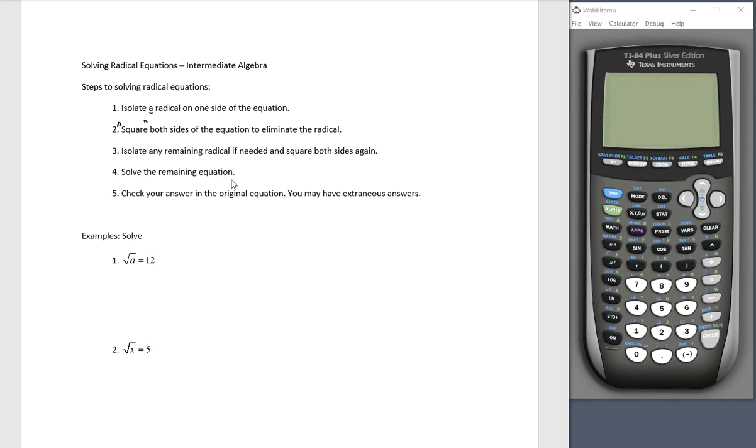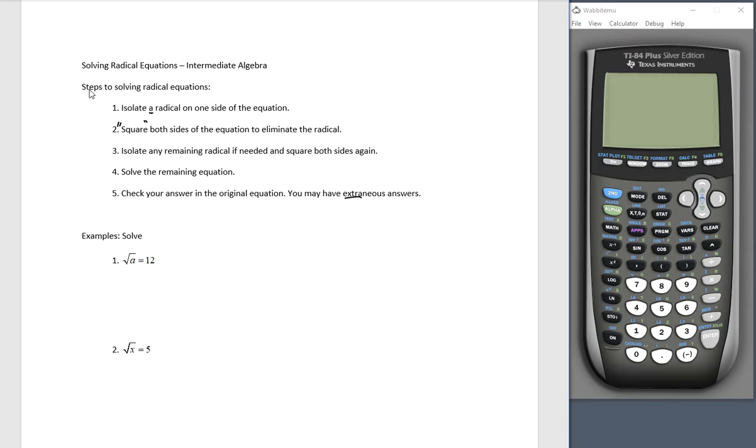Solve the remaining equation. When you no longer have square roots in it, solve it. Check your remaining answer in the original. You may have extraneous or extra answers, all right? Just like we did with rational equations, the process we use to solve sometimes creates extra answers.